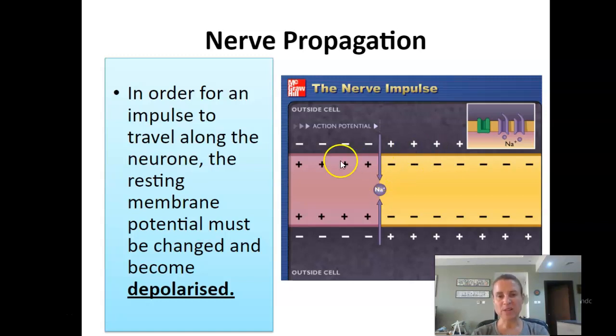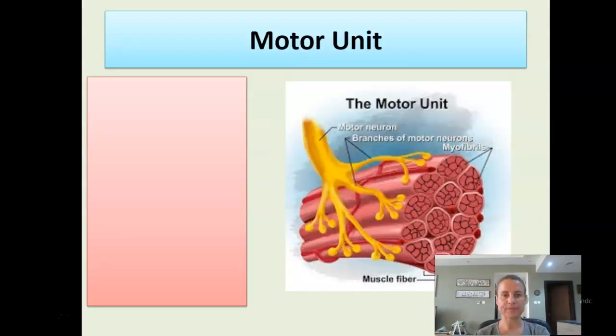It's a bit like a wave traveling along in this direction. The positives are coming inside one at a time, all the way down the axon until you get to the end of the axon. So it's like a wave of depolarization, as it's called, that goes all the way along a nerve.